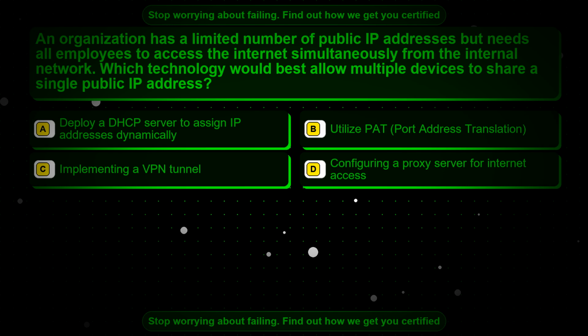Question 19. An organization has a limited number of public IP addresses but needs all employees to access the internet simultaneously from the internal network. Which technology would best allow multiple devices to share a single public IP address? Option A, deploy a DHCP server to assign IP addresses dynamically. Option B, utilize PAT, port address translation. Option C, implementing a VPN tunnel. Option D, configuring a proxy server for internet access.